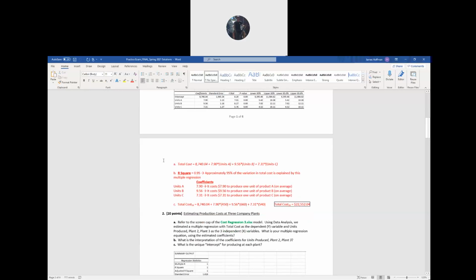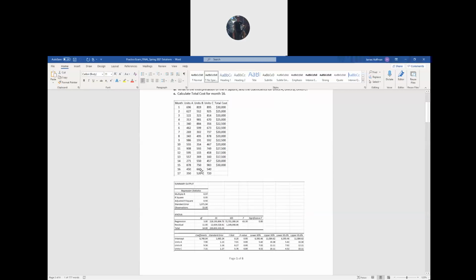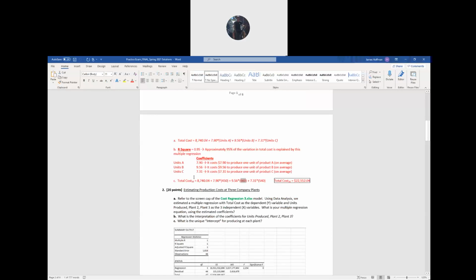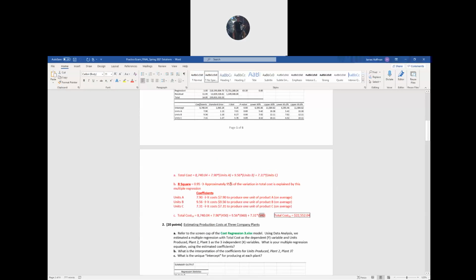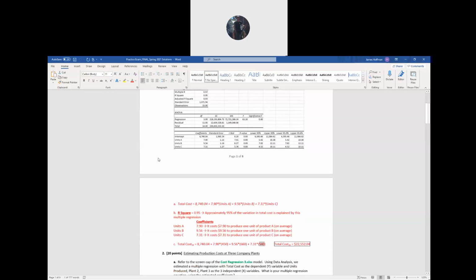Okay, then plus 9.56 times units B, and we're estimated in month 16 to produce 660 units of B, so plug that in. And finally, plus 7.30 times units C, and in month 16, we're estimated to produce 540 units of C right there, and so plug in those numbers, and that's all you've got to do.